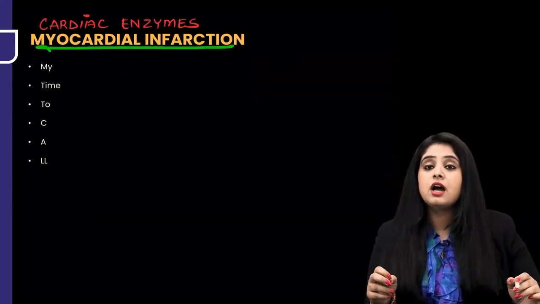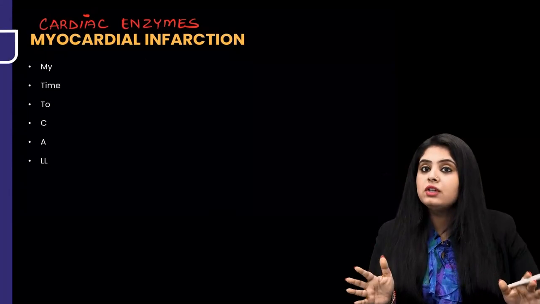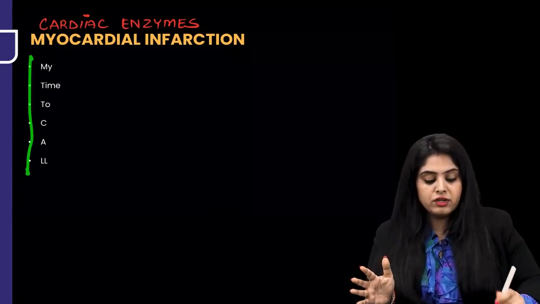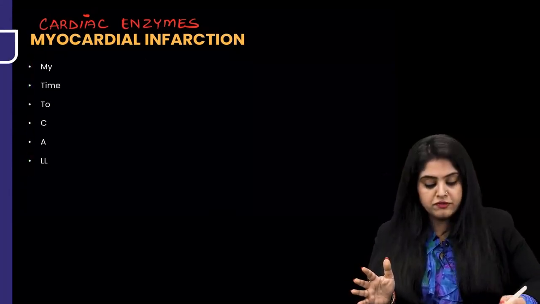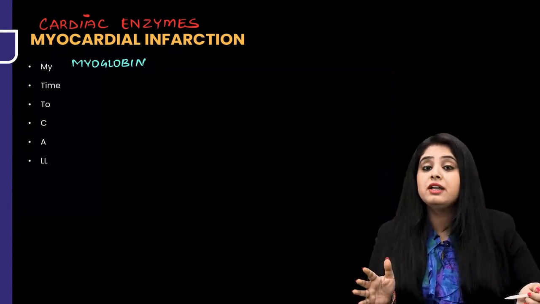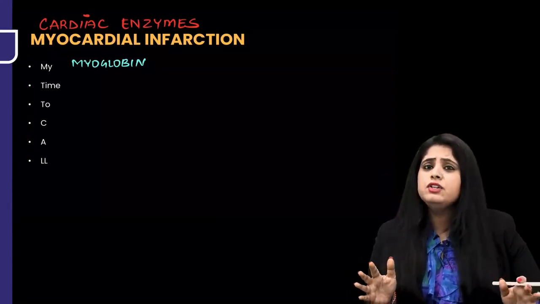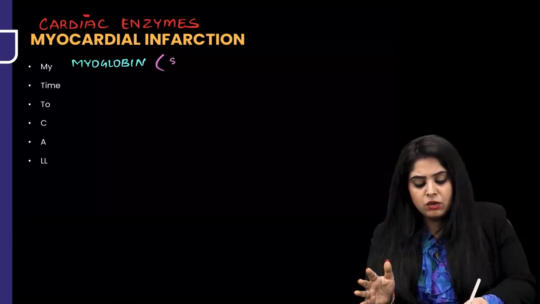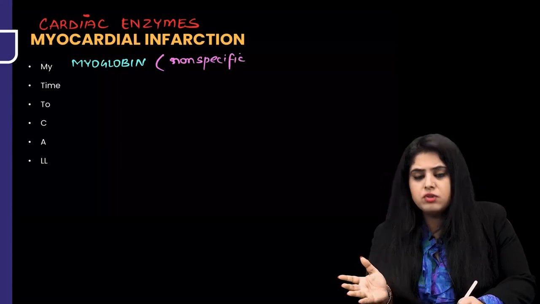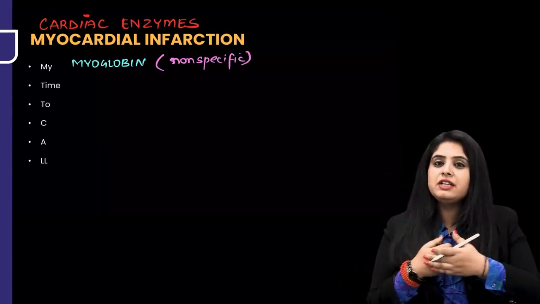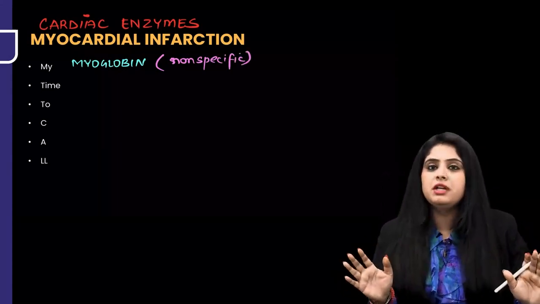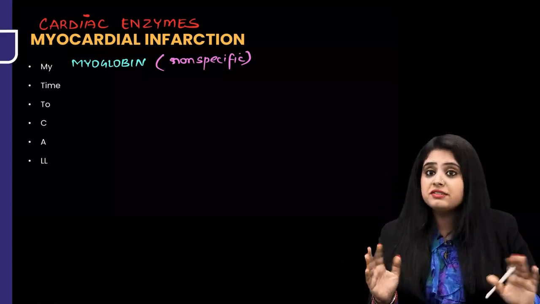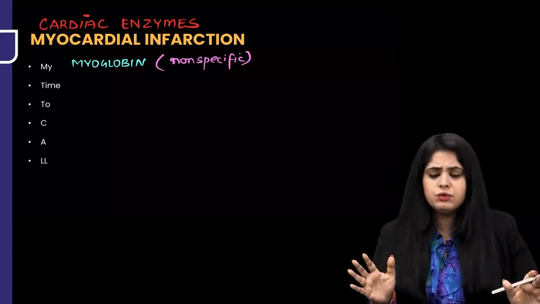MI is definitely a cardiac emergency, my time to call the ambulance, right? So that is your mnemonic, my time to call. The first marker to rise is going to be myoglobin, but I never ever use it in day-to-day practice. Why? Because myoglobin is very, very non-specific. Even if it's some skeletal muscle injury, even if it's a road traffic accident, the muscle will get crushed and this will come in the blood. So it's nothing significant or specific for MI. I don't use it too often.